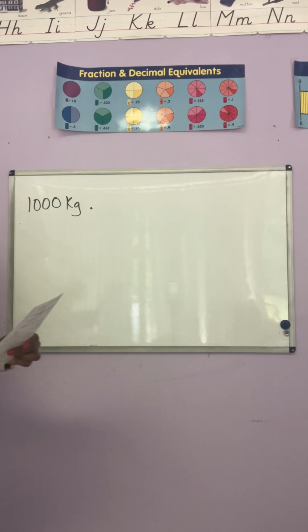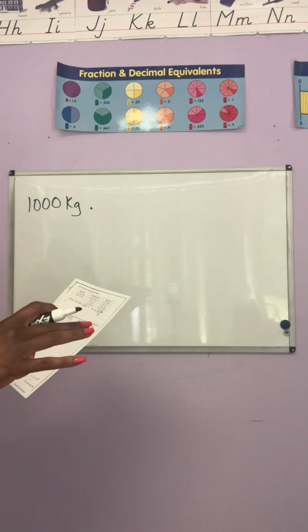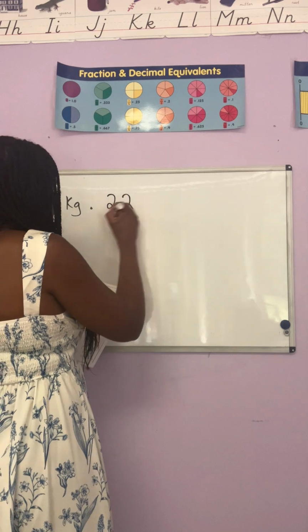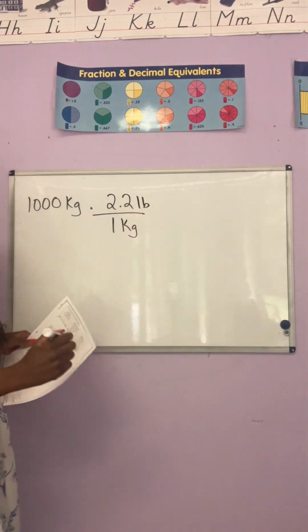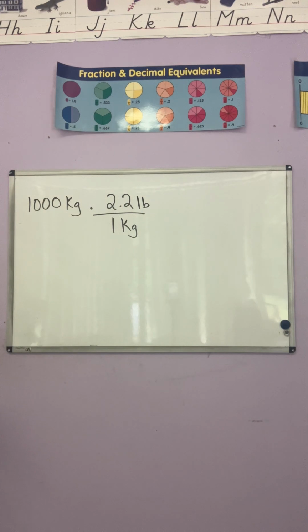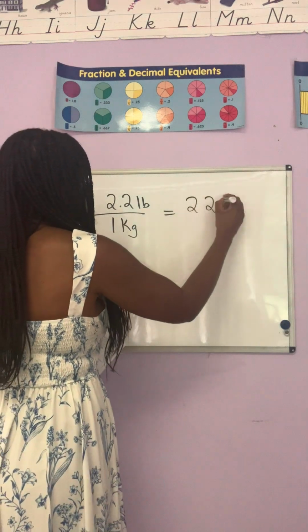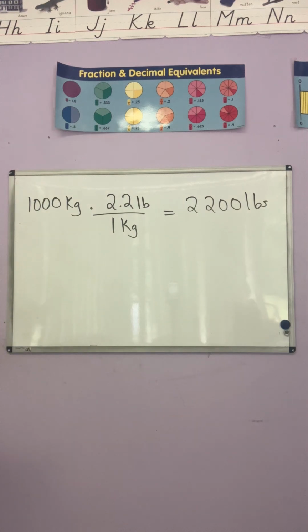Again, you have to have some sort of chart or have it memorized, but 1 kilogram is approximately 2.2 pounds. So what we would need to do is write 1 kilogram is 2.2 pounds. Notice you have kilogram on top and pounds on the bottom, and we would need to multiply this out, 1,000 times 2.2, and that would give us 2,200 pounds. So 1,000 kilograms is approximately 2,200 pounds.